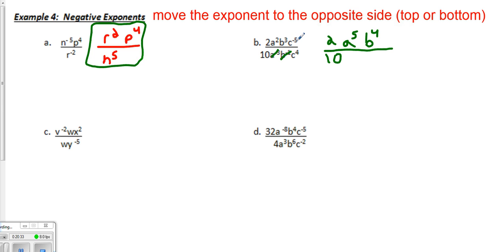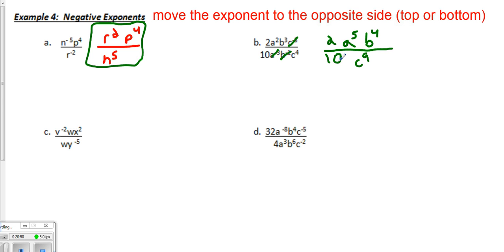The last variable you have is c. We have c to the negative 5th power on top and c to the positive 4th power down here. So we need to add the 5 from the top to the bottom. We get rid of it up top and call it c to the 9th on the bottom. So now we have 2 a to the 5th, b to the 4th, over 10 c to the 9th.